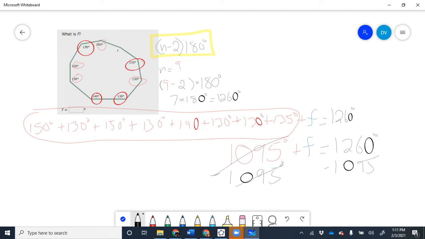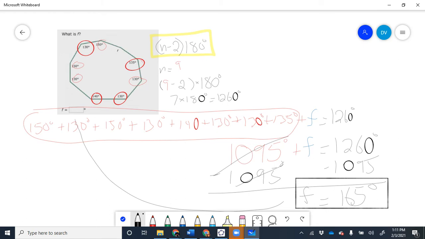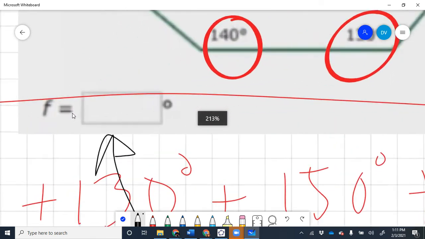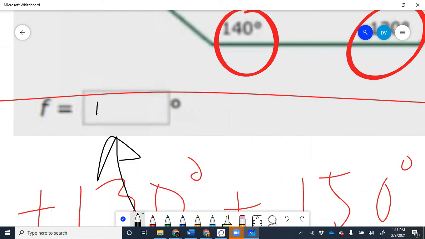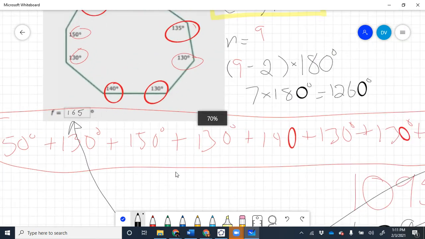1,095. These will cross off. And if we do that, 1,260 minus 1,095, I'm thinking we're going to get 165. F is equal to 165 degrees. That's our answer. I know it's kind of small, but let me zoom in here a second and I'll zoom back out. 165 degrees. They already put the degree symbol there, right?